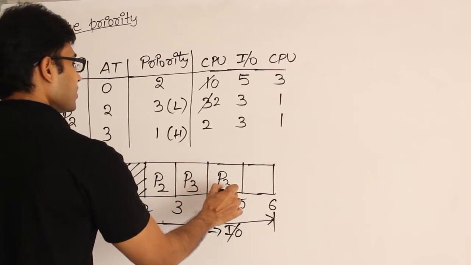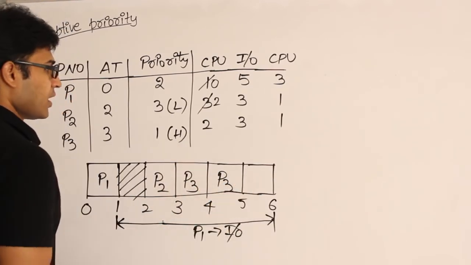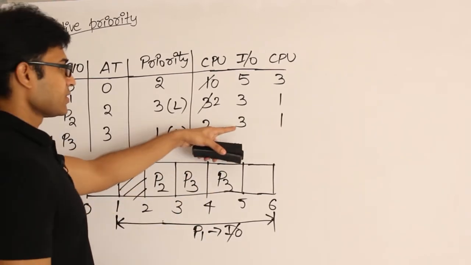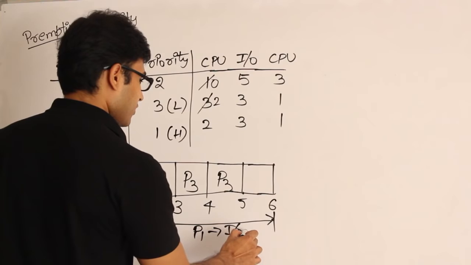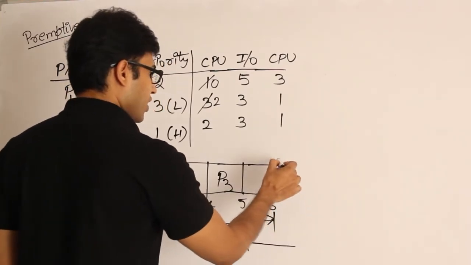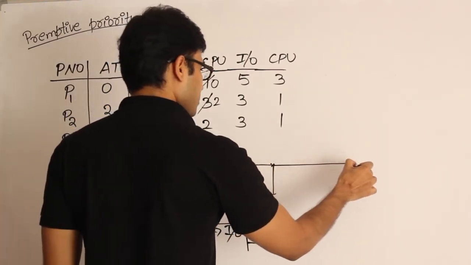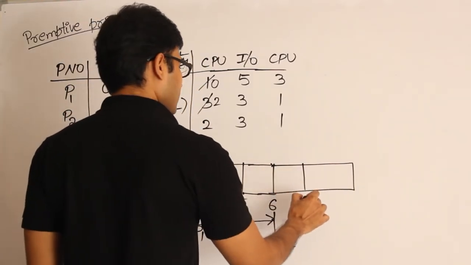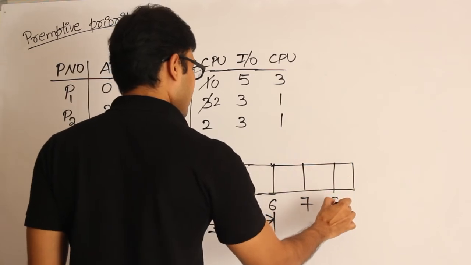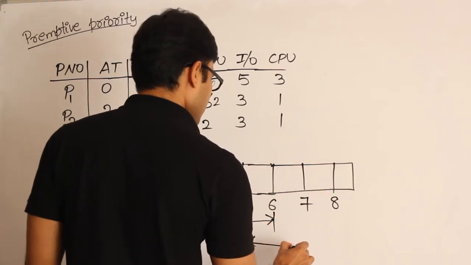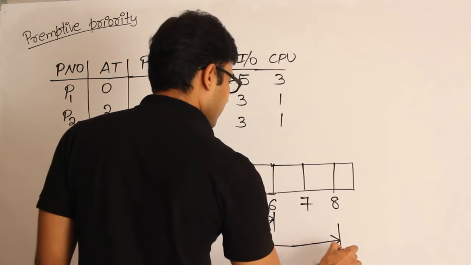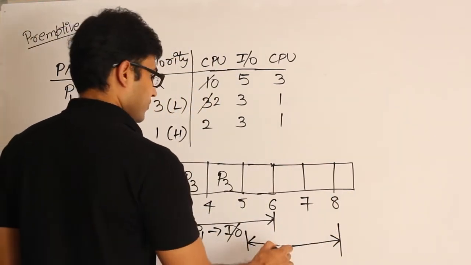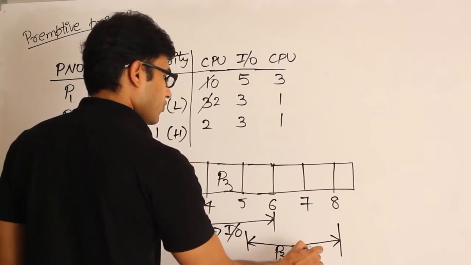So till this point P3 is going to run without leaving the CPU, and at this point P3 will go for IO. How much time does it need for IO? 3 units. From 5 it requires 3 units, which means you should not consider P3 again for scheduling till 5 plus 3, which means 8: 6, 7, 8, right? So till this point you should not consider P3 again. This entire time P3 is out for IO.